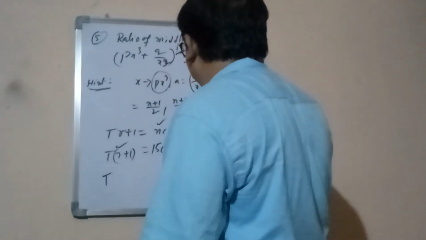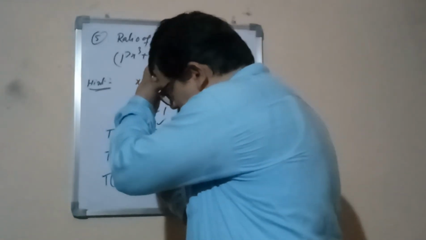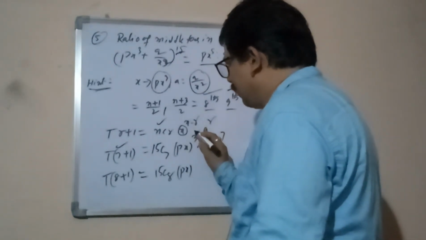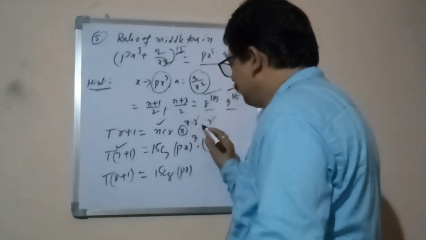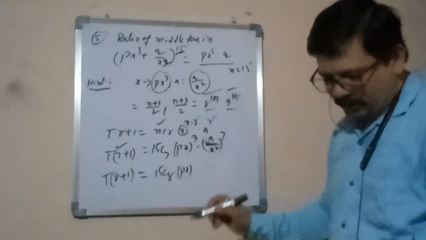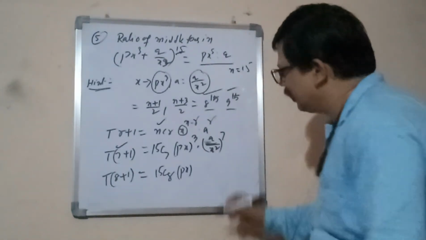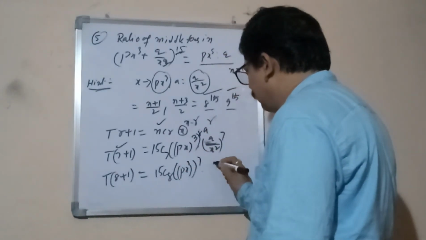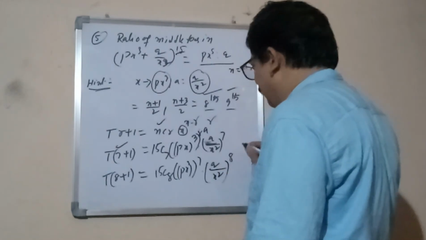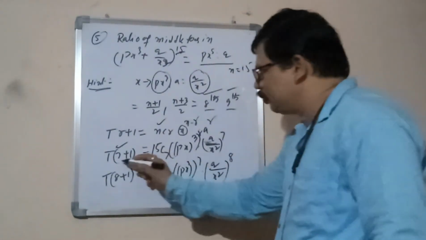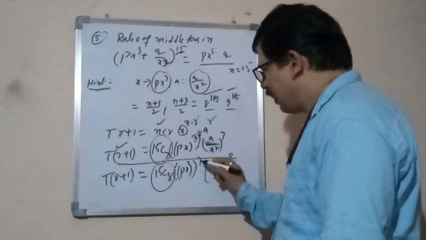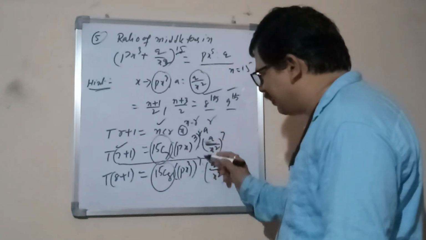Again the same type, you find the 9th term: 8 plus 1, same ditto. 15C8, (px^3) whole power n minus r, (q/x^2) whole power 8. This you listen carefully, you take both one by the other. 15C7 and 15C8, one only answer, cancel. Again here 8, here 7. 8 minus 7, you look here, I will tell here only.